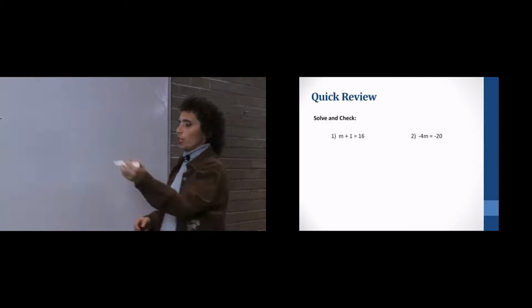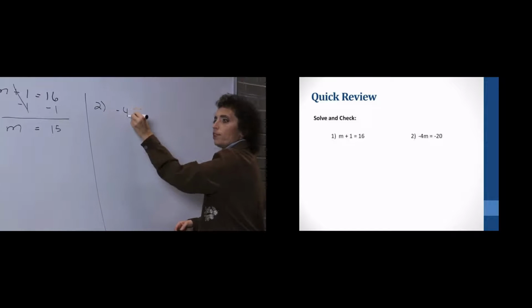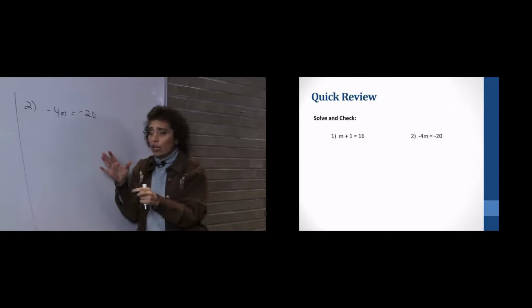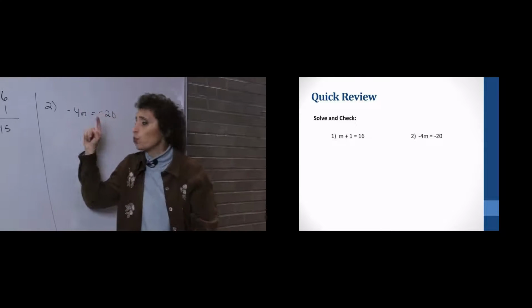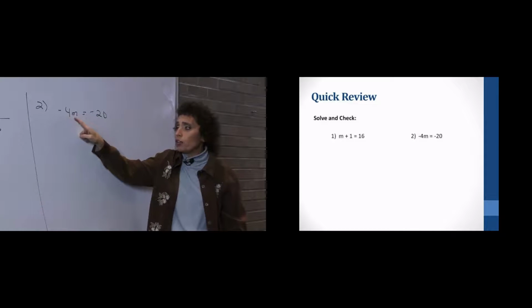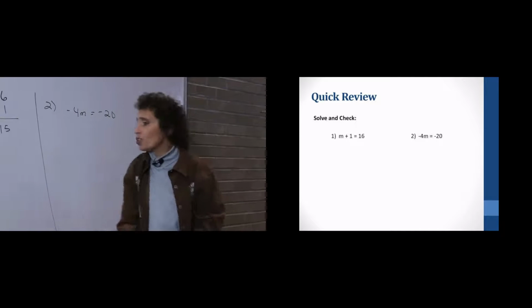All right, number 2 is negative 4M equals negative 20. Okay, here we're not moving anything because already all the variables are on one side, all the numbers on the other. The problem with this is that we want M to have a coefficient of 1. So we have a number attached by multiplication. We have to do the opposite operation, which is division.